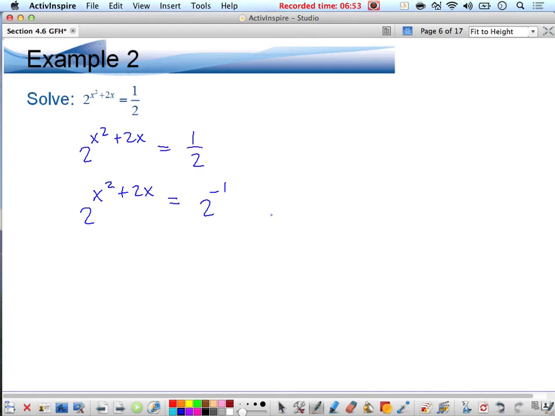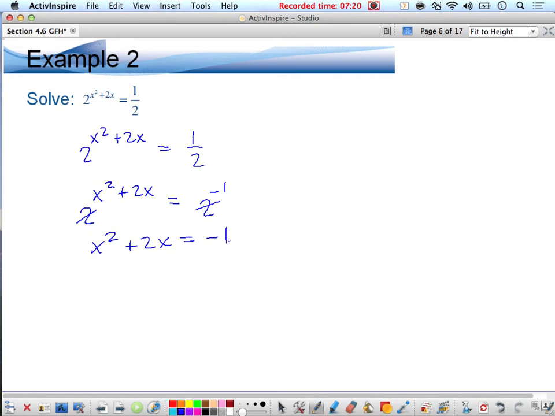Once you have the same bases, you can just pretty much pretend the bases aren't there and say that the exponents must be equal. So now we have x squared plus 2x equals negative 1. So what started as an exponential equation has dropped into a quadratic equation. And we can solve quadratic equations a couple of ways.